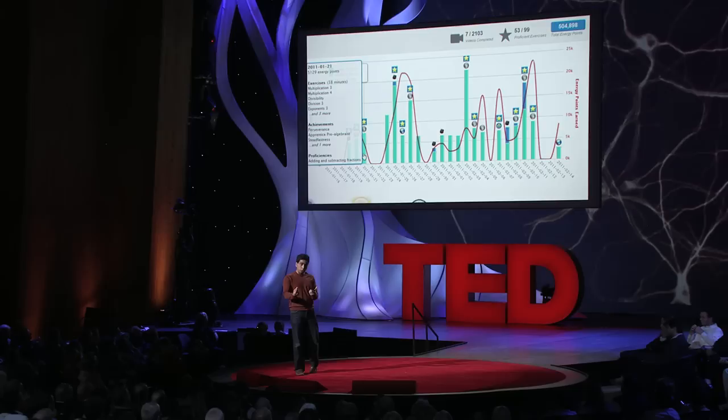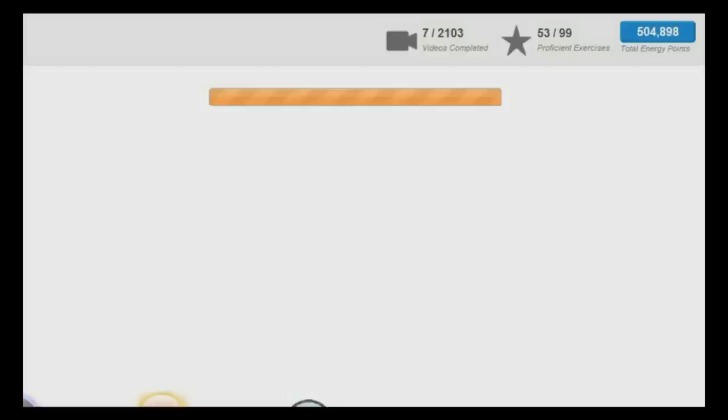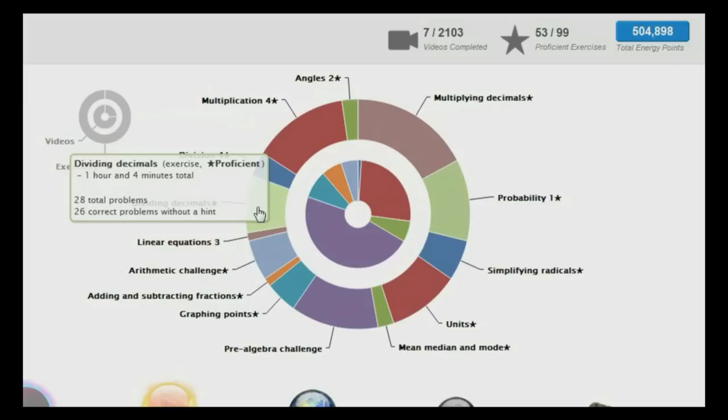So now the teachers know exactly what the students have been up to, how long they've been spending every day, what videos they've been watching, when they paused the videos, what they stopped watching, what exercises they're using. What have they been focused on? The outer circle shows the exercises they're focused on, the inner circle shows the videos they're focused on.